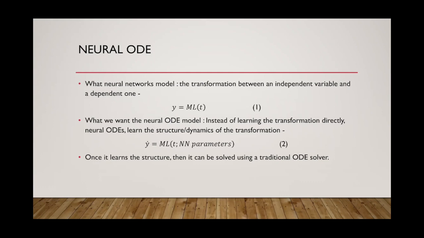Neural ODEs model something slightly different. Instead of directly mapping the transformation, they model the dynamics of this transformation. If I had to write that down in the form of an equation, it would be equation number 2: y dot, which is the time derivative of the function y, is equal to the neural network, parameterized by its parameters, and time t.